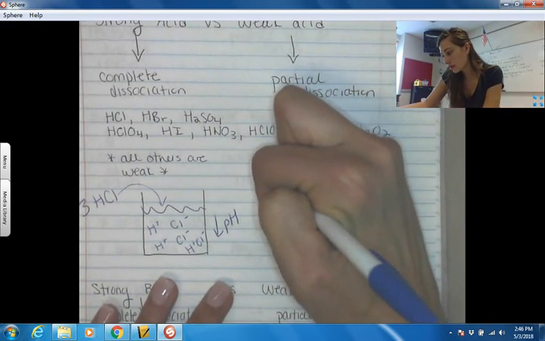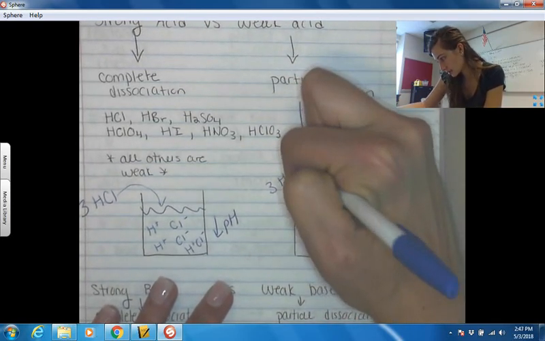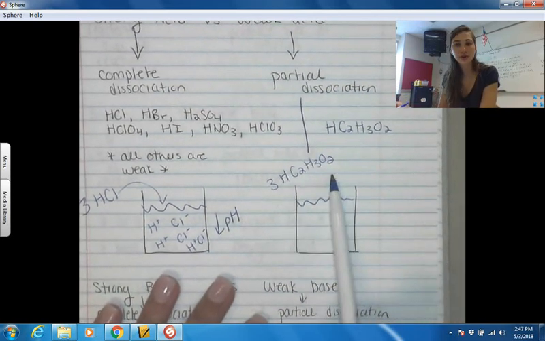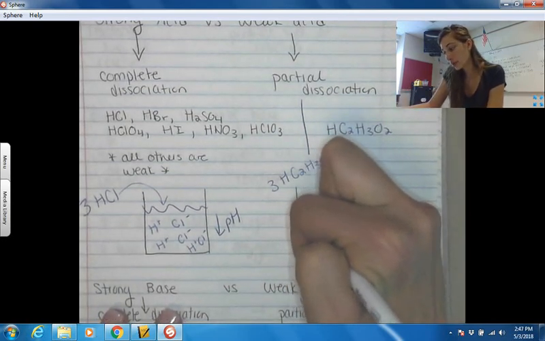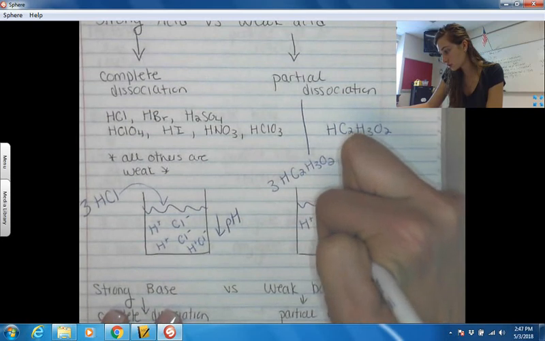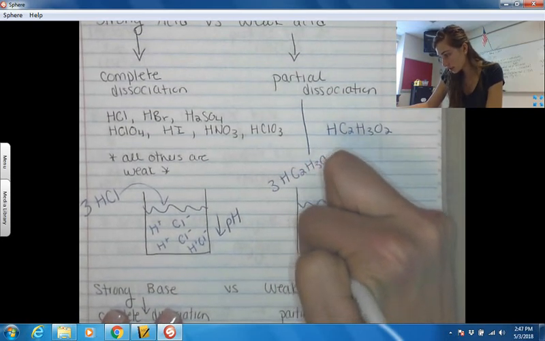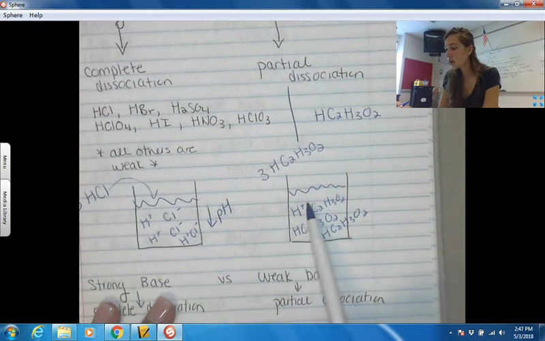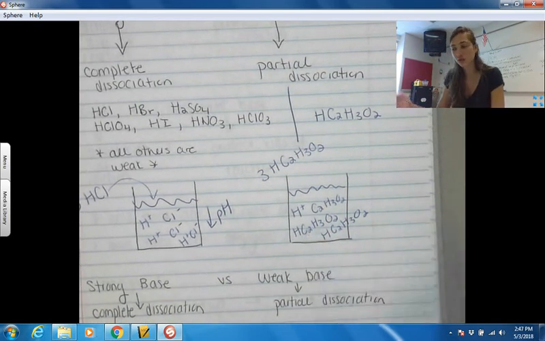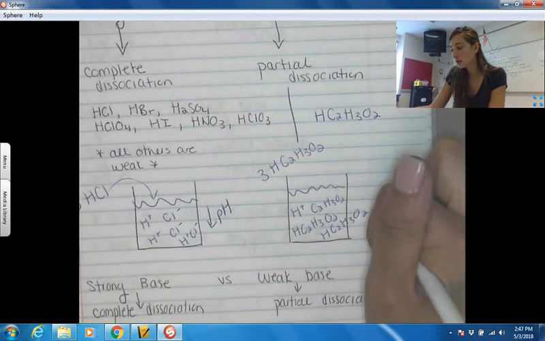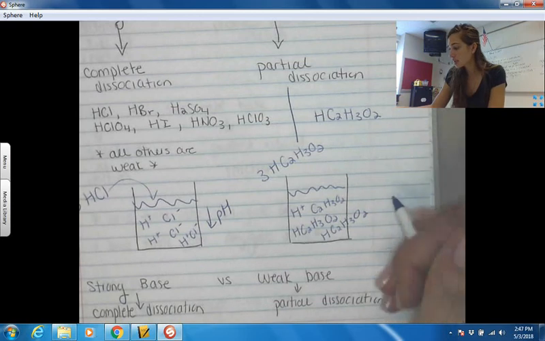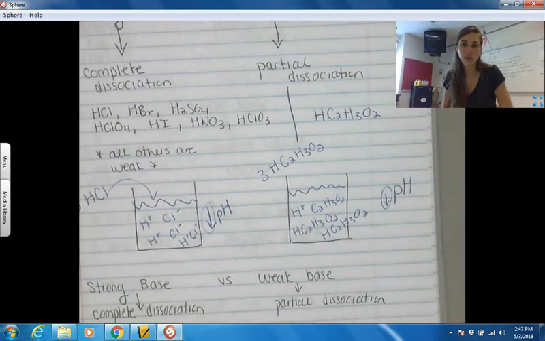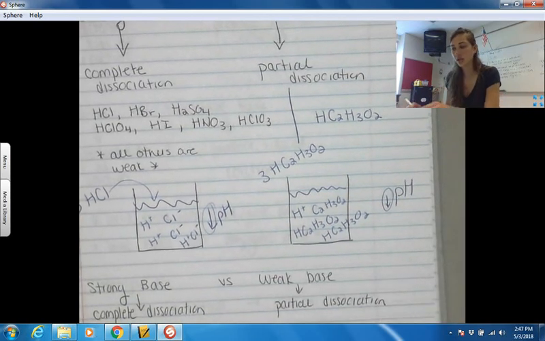So our strong acids create very acidic solutions because there are a lot of hydrogen ions in solution. Let's say we had 3 acetic acids. Because it is a weak acid, not all 3 of them are going to break apart. Maybe just one of them breaks apart, so we have H plus and C2H3O2 minus, but the other ones stay together in that compound instead of breaking up into their ions. So now we only have one H plus in solution. It will still be acidic, so our pH will still be less than 7, but it's not going to be quite as low a pH as this quantity. Okay, so that's the difference between a strong acid and a weak acid.